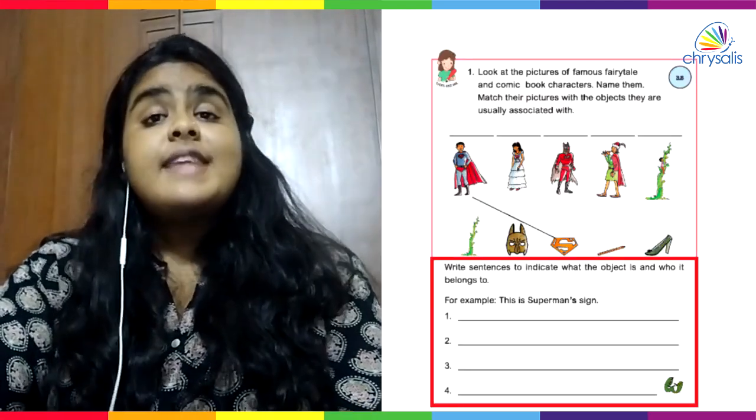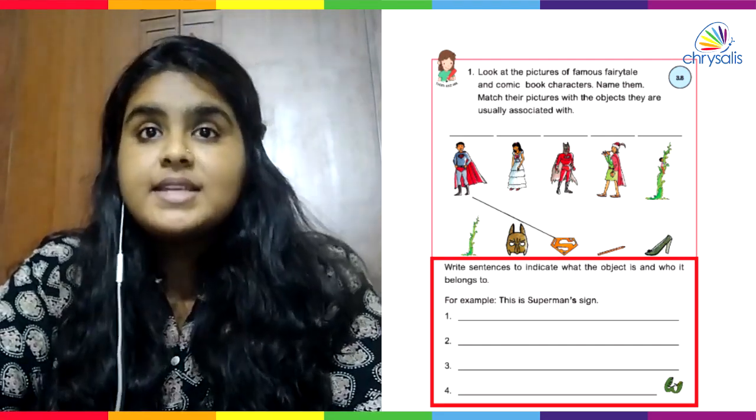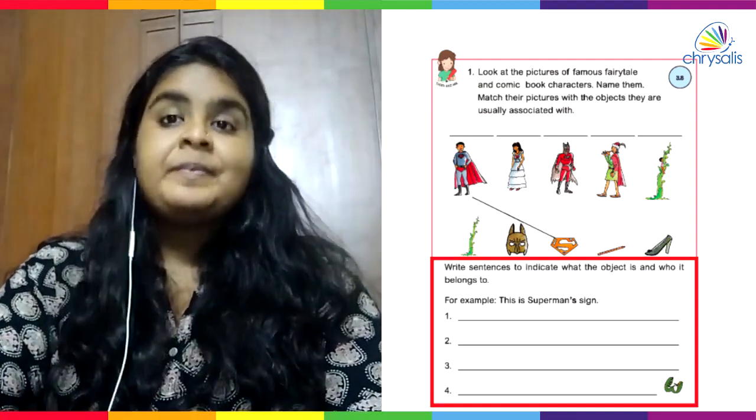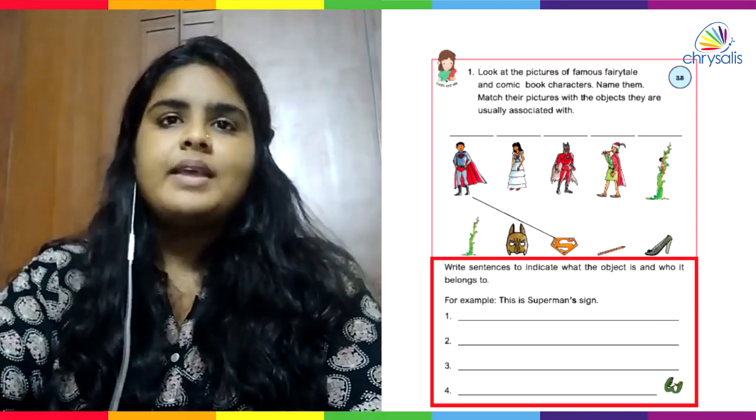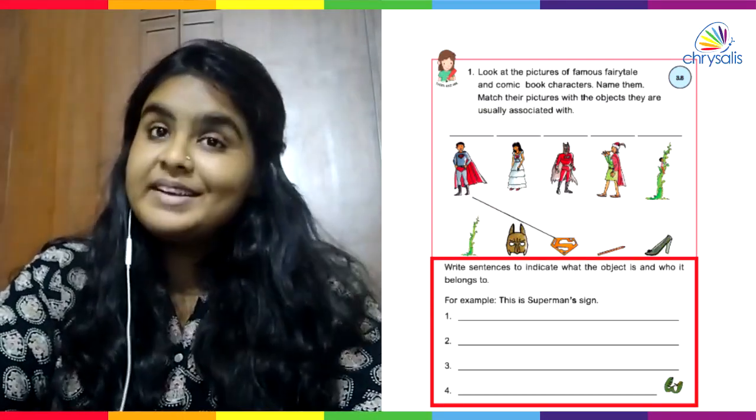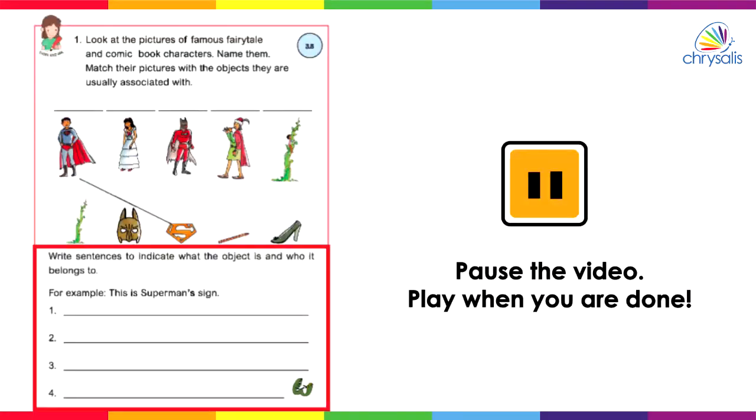Great. For the second part of the activity, you will need to write sentences to indicate what the object is and who is the owner of the object. An example is done for you. This is Superman's sign. Similarly, create sentences for the other characters. It's your turn to do the second part of the activity. You can take 10 minutes to work on the second part of the activity. Press pause now to complete it and play when you're done.